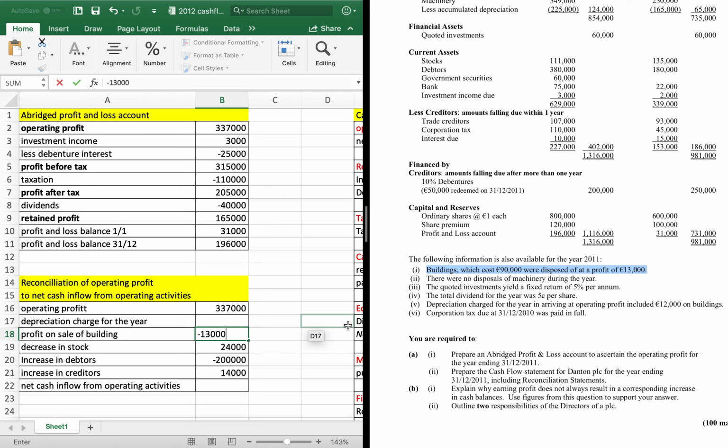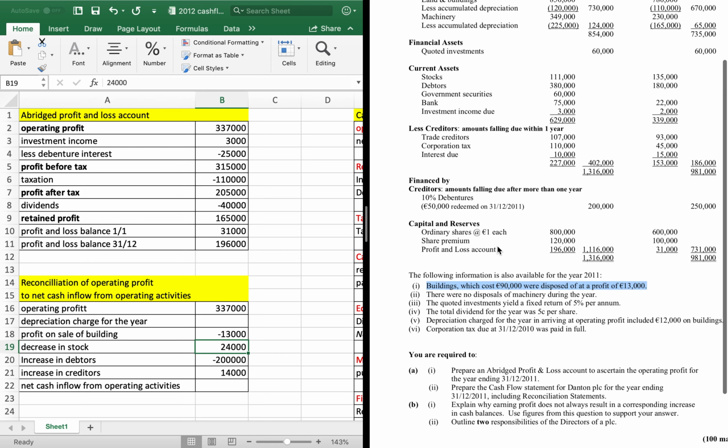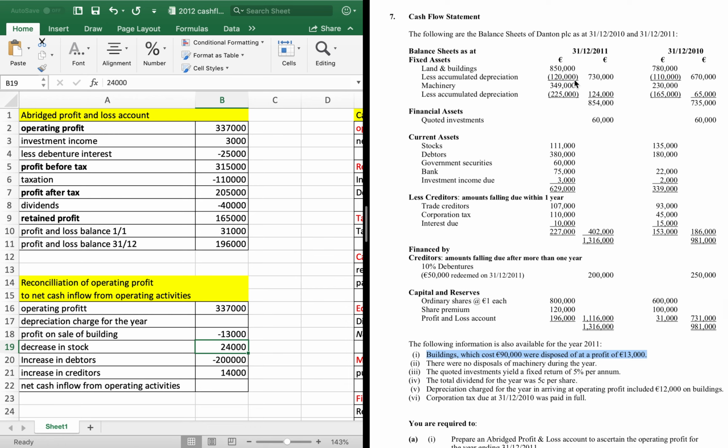Our depreciation then, will be cumulative, or there'll be a little bit of a working involved. There's often a working involved in the profit on the sale of building as well. Actually, you just have to be conscious that it's not always given down here. Sometimes you have to work it out. So with our depreciation, we've two assets. We've got our land and buildings and our machinery. Now you can see that depreciation on land and buildings has gone from 110 up to 120.